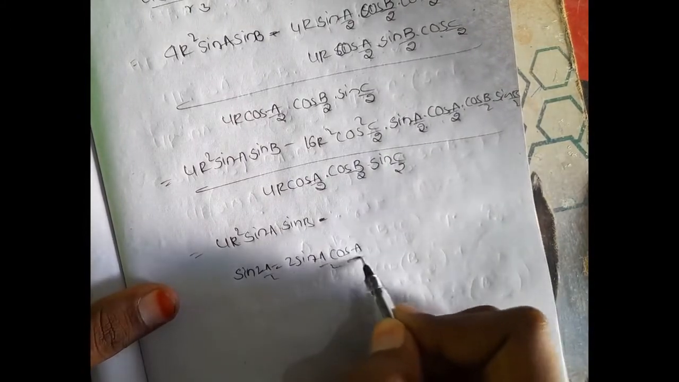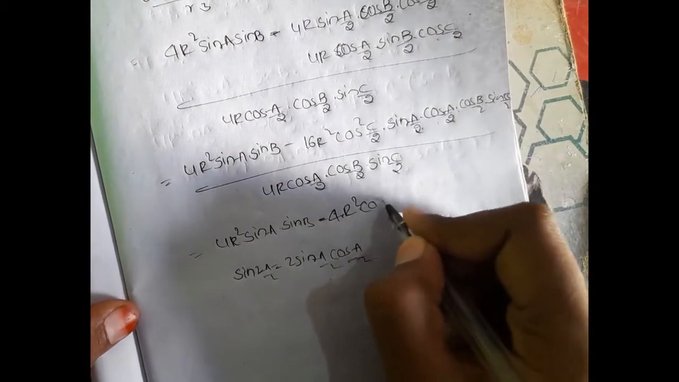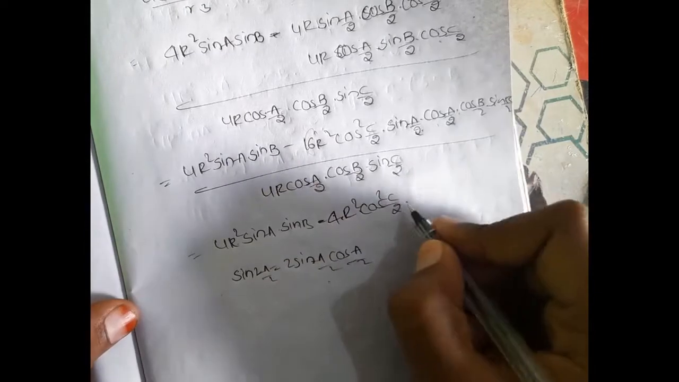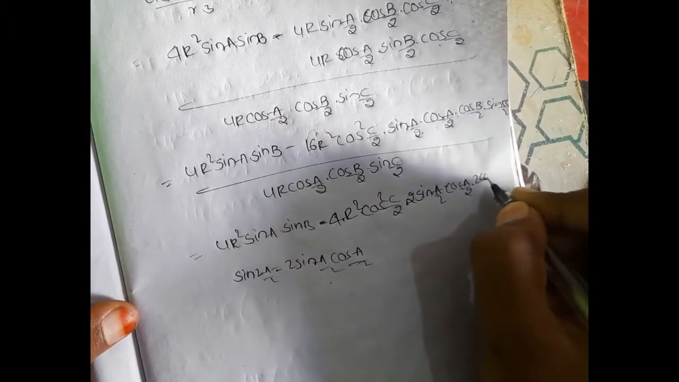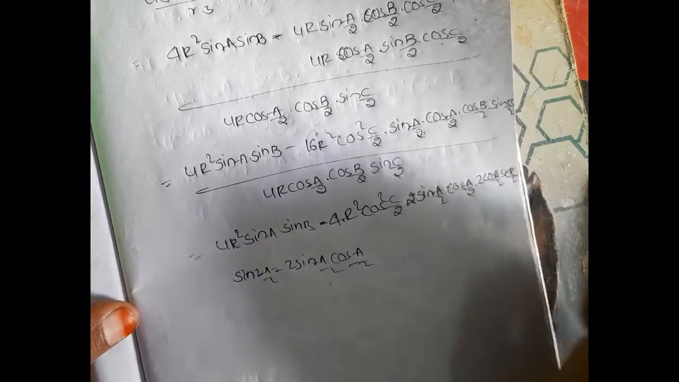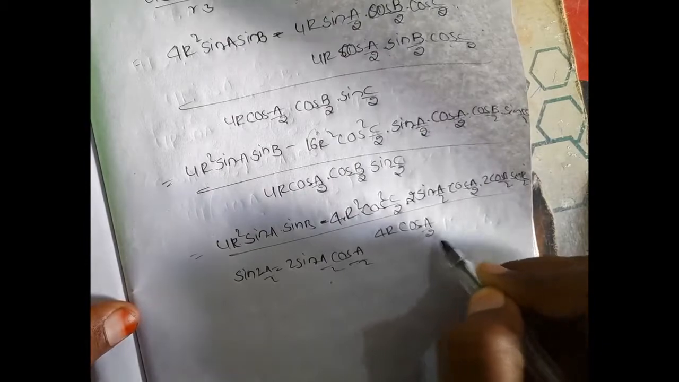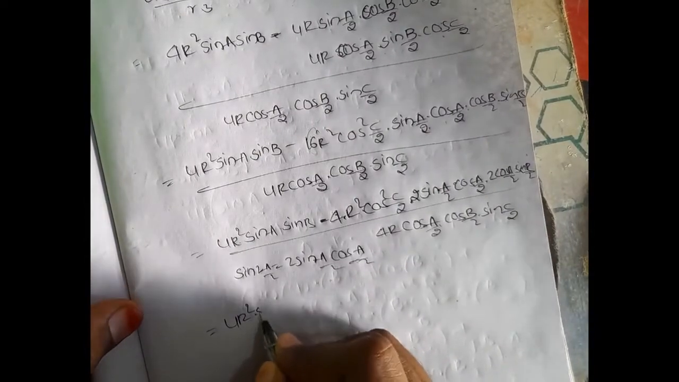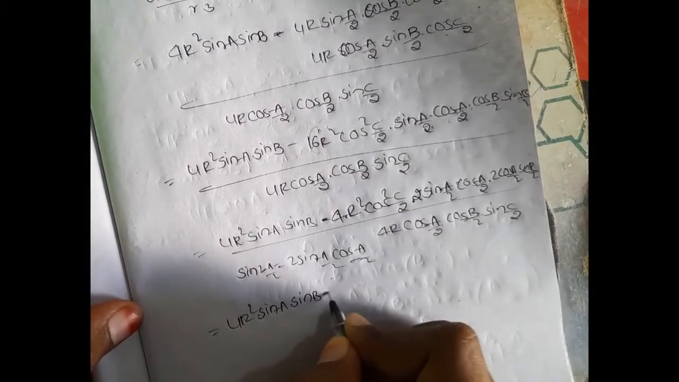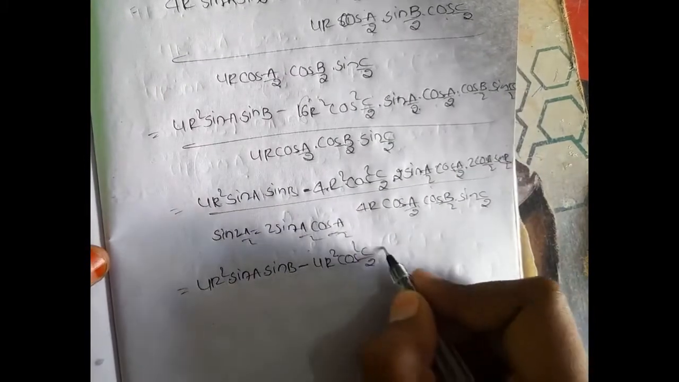So what is sin A then? 2 sin A is 2 sin(A/2) cos(A/2). So writing 4R² cos²(C/2), and we have one more 4 from here, writing that 4 as 2 sin(A/2) cos(A/2) and 2 sin(B/2) cos(B/2), divided by 4R cos(A/2) cos(B/2) sin(C/2). Now 4R² sin A sin B − 4R² cos²(C/2). What is 2 sin(A/2) cos(A/2)? From here it is sin A, right?